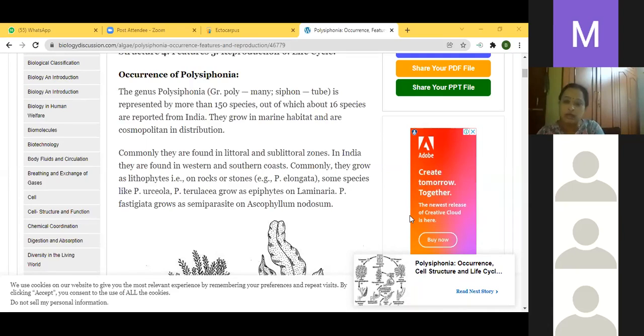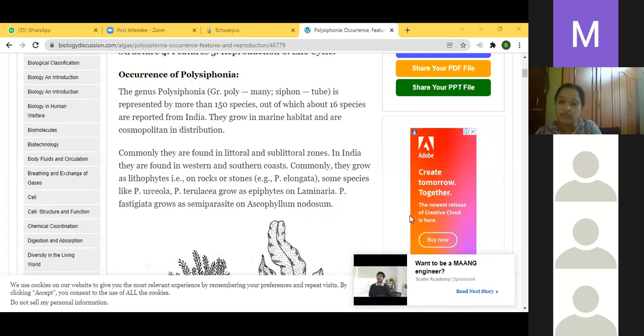Majority of species are marine, only a few are freshwater. Ninety percent of algae are found in marine habitats. Thallus is filamentous. Pseudoparenchymatous or parenchymatous thallus is present.